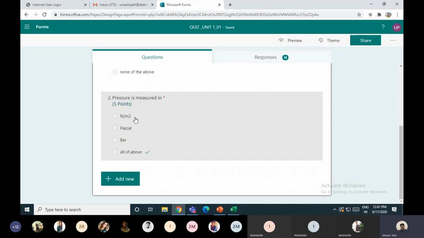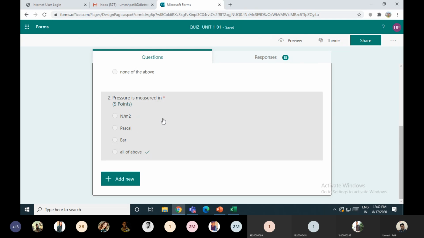Then Newton per meter square is nothing but a Pascal. So the second option is again correct. Then the third one, a higher unit. In some devices like pressure vessels, the pressure value is very high. So if you express that pressure in Newton per meter square or Pascal, the value will be very large. So it is difficult to read. So pressure is expressed in bar.